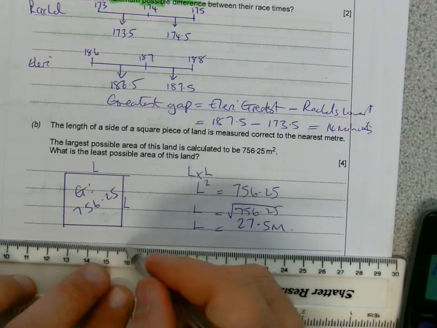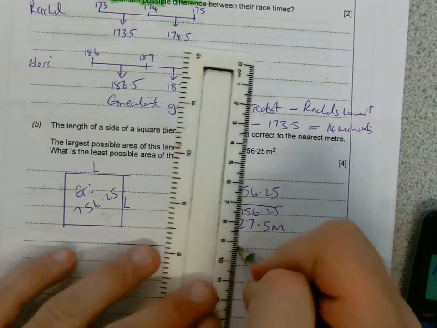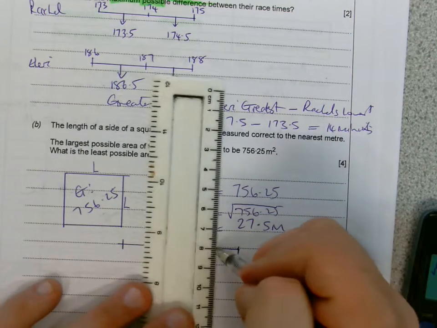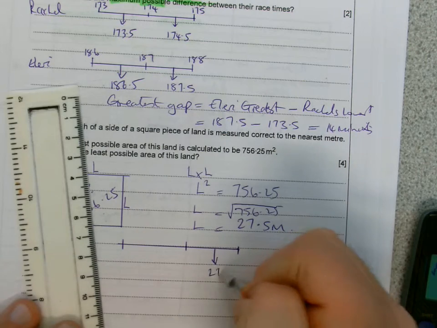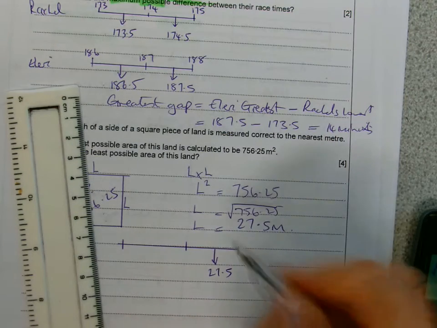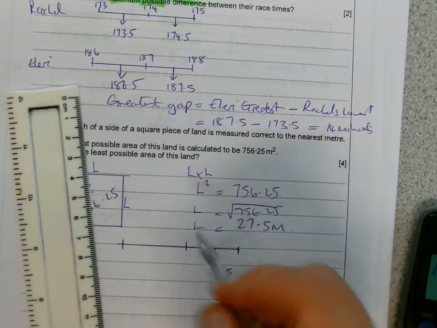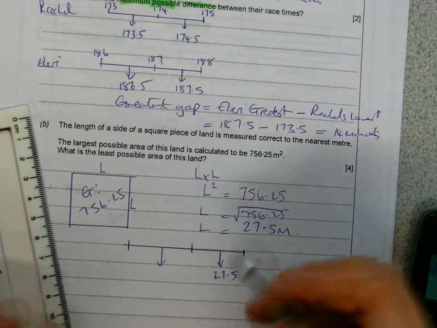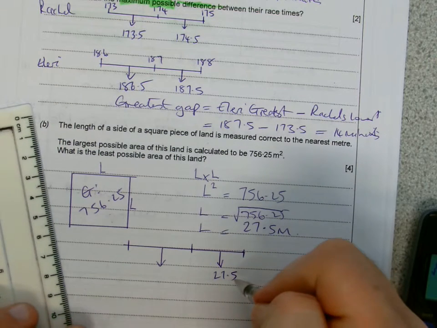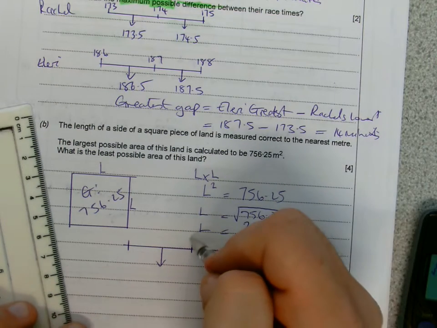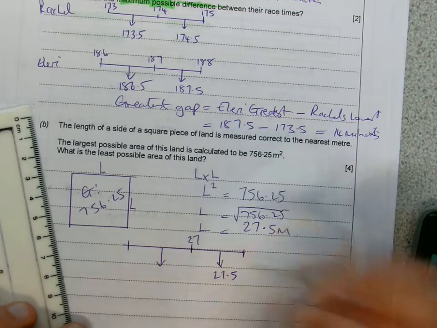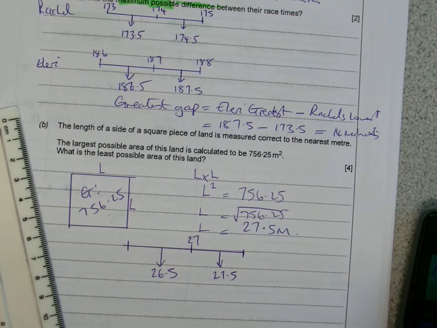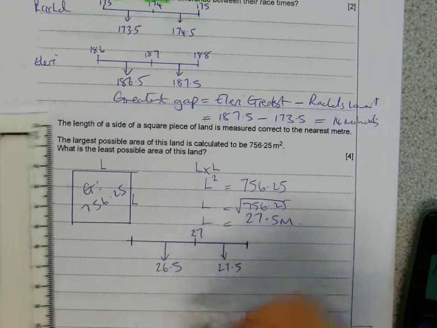Alright? So on the number line, we've actually been given the greatest possible length, which is 27.5. Remember it's measured to the nearest metre, which means the lowest possible length will be here. So we can fill this in. Of course, if the greatest is 27.5, then that's got to be 27. So the least then has got to be 26.5. So the least measurement will be 26.5.